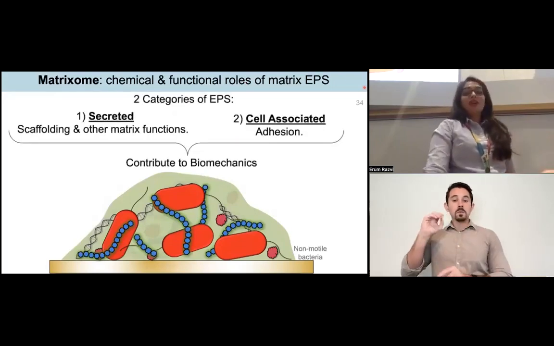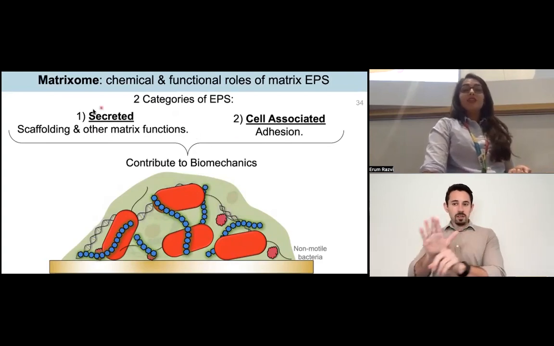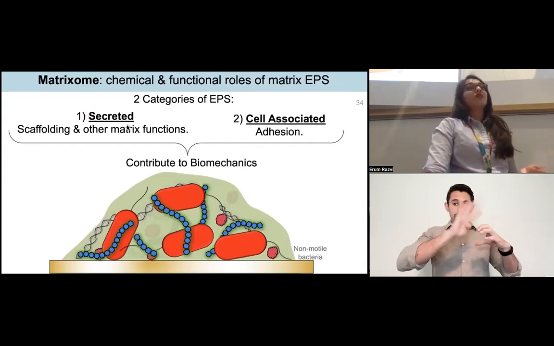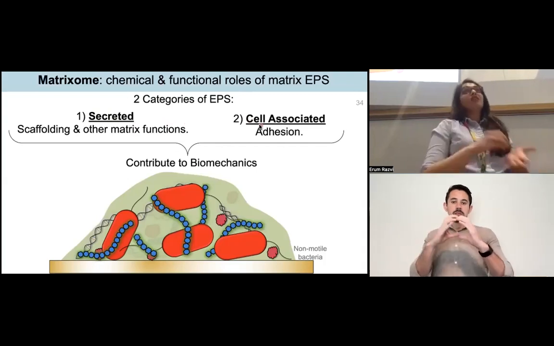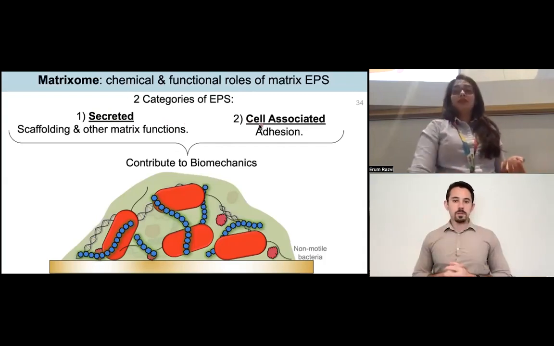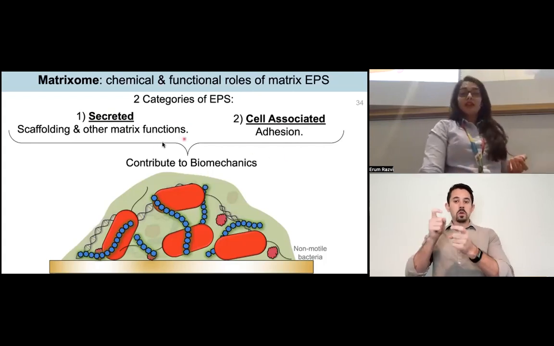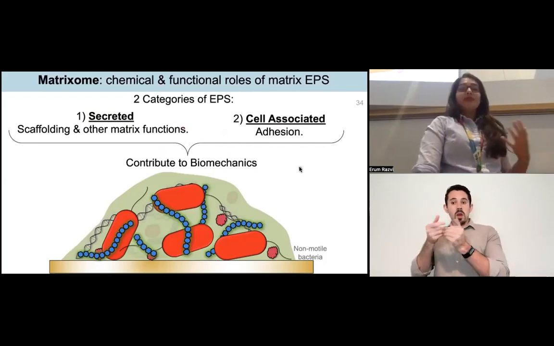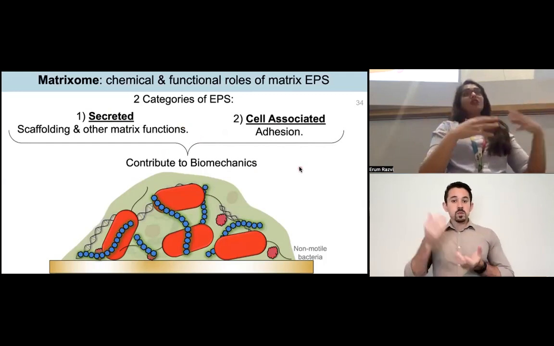Studies of the matrixome have revealed that EPS can be grouped into two major categories based on their location in the matrix. They can be secreted extracellularly and broadly contribute to biofilm structure integrity and protection from antibiotics and host immunity, or they can be associated with the cell surface and promote adhesion. Now, together, both forms of EPS contribute to the biomechanics of the biofilm. What this means is that it contributes to how the biofilm reacts to forces and external stimuli.